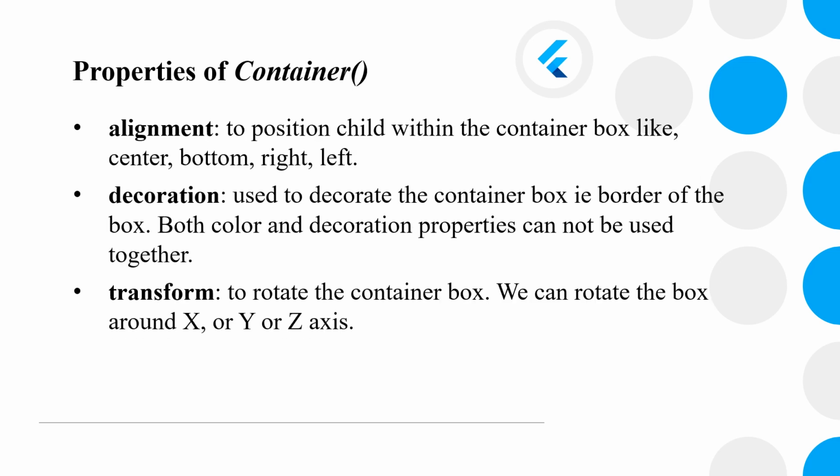Alignment is another property to position the child widget within the container box, like center, bottom, right or left. Decoration is used to decorate the container box, that is the border of the box, but both color and decoration properties cannot be used together. Either of them has to be used. Transform property is to rotate the container box. So we can rotate the box around the x axis, y axis or z axis.